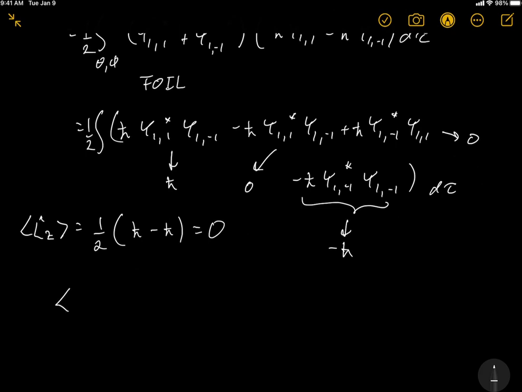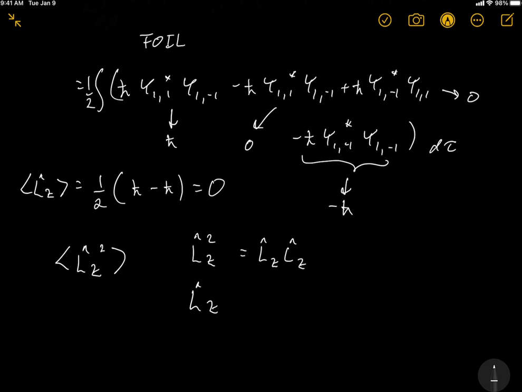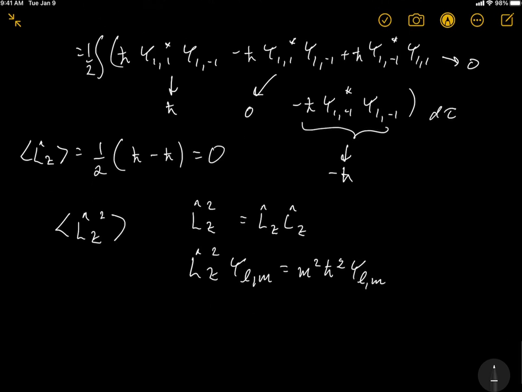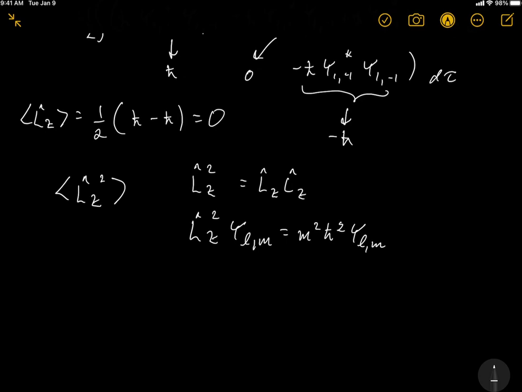We can also calculate the LZ squared operator. LZ squared as an operator is just the LZ operator twice. In other words, LZ squared acting on YLM is going to be m squared h bar squared YLM. Right, you're going to be acting it twice. Each time you get a factor of m h bar, and so you get m squared h bar squared. Okay, so let's run through that one.